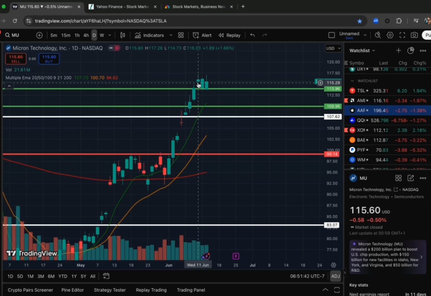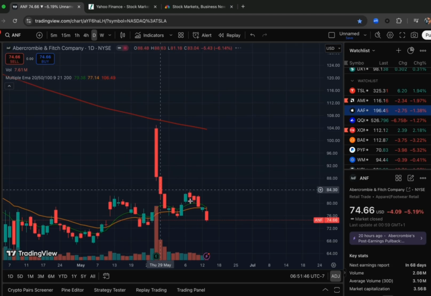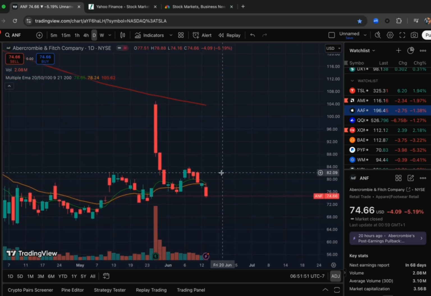So, like I said, you don't just buy something like Abercrombie & Fitch because it's near the moving averages and say, okay, it's going to go to the upside. That's not necessarily how it goes. It could just be starting to sell off, right? If you want to catch trend changes, then you wait for a confirmation of a reversal to the upside.